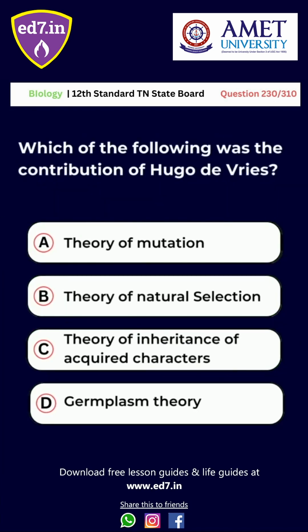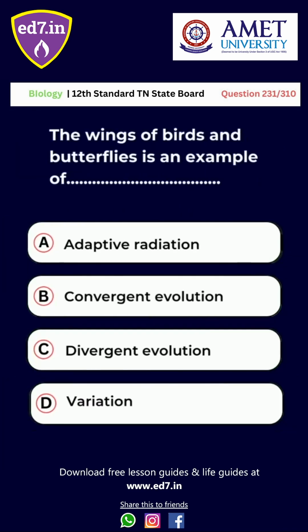Question number 230. Which of the following was the contribution of Hugo de Vries? A. Theory of mutation, B. Theory of natural selection, C. Theory of inheritance of acquired characters, D. Germplasm theory. The right answer is option A. Theory of mutation.